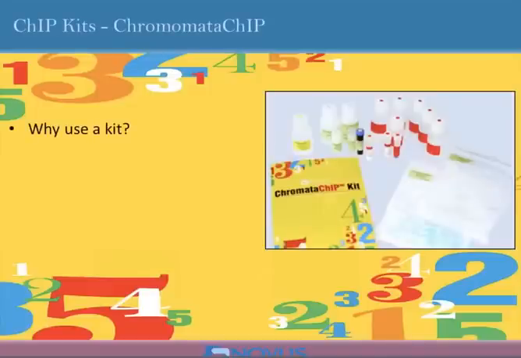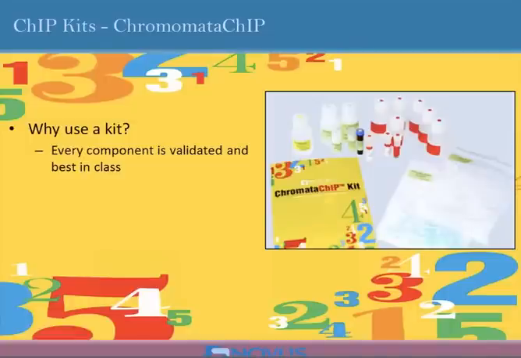So just to quickly talk about ChIP kits. So why use a kit? This is especially important if you are just starting in ChIP for the very first time or trying to restart it after a long time. In the kits, every component has already been validated and is hopefully the best in class here, so that you don't have to go through the same consumer reports type approach of testing 6 different purification columns and multiple companies' beads. You already know, hopefully, that you're getting a very good product that's been tested well and everything is there that you need.